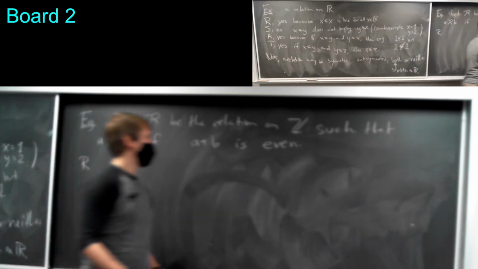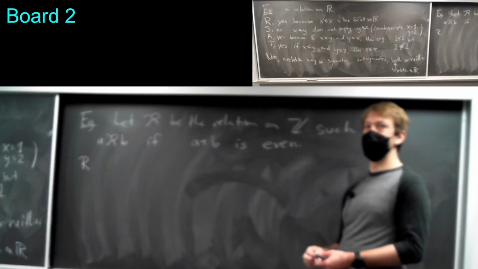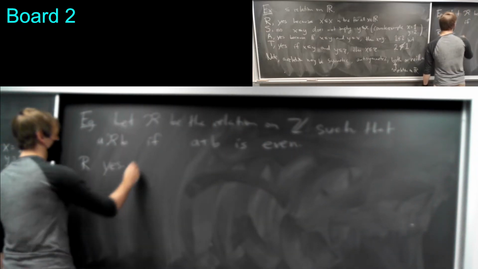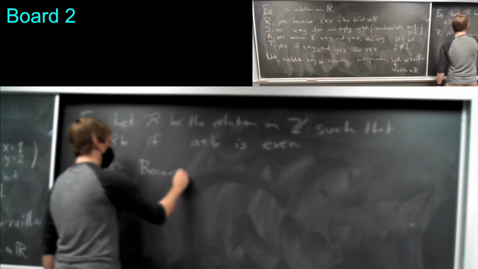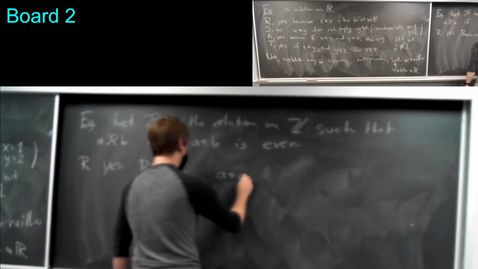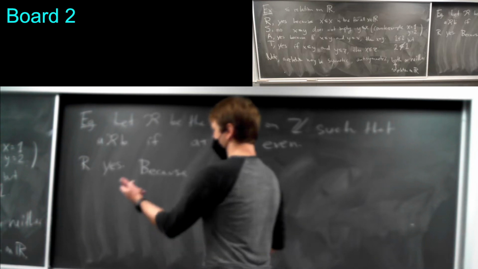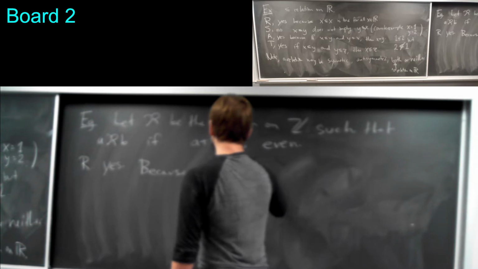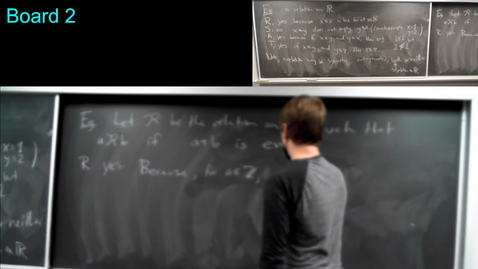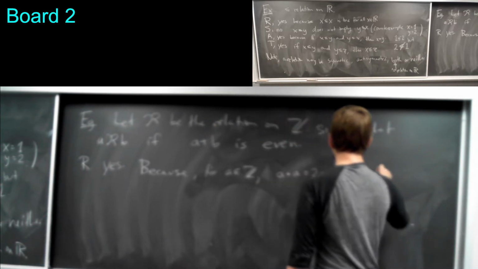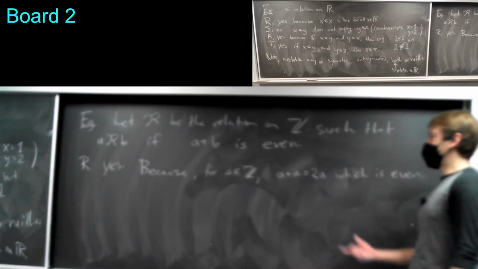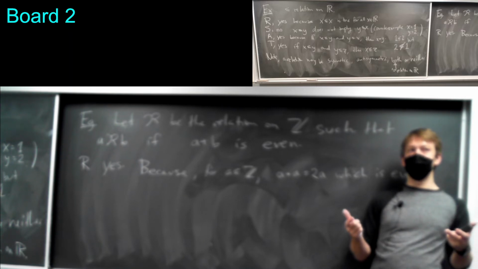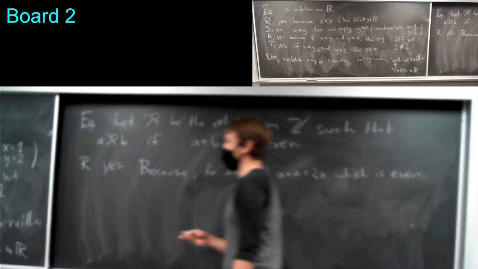Reflexive. Okay, so it is reflexive because if I take a plus a, for a in the integers, a plus a is equal to 2a, which is even, right? By the way, if it wasn't reflexive, you'd want to find a counterexample, right? But in this case, it is reflexive.